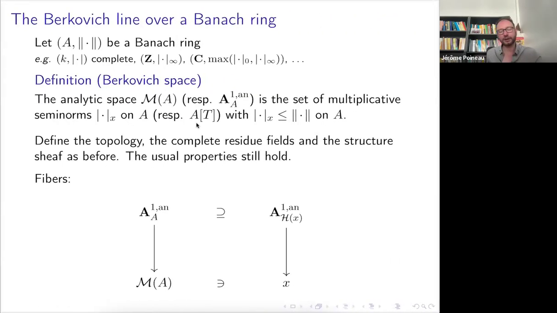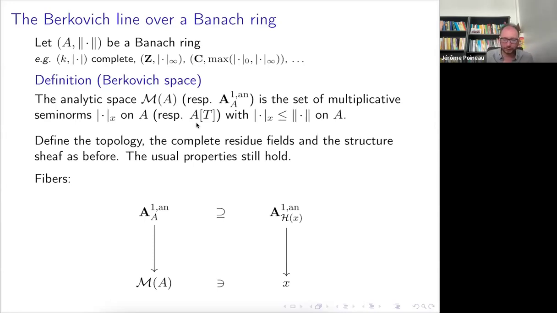Some interesting things come from looking at fibers. You have a map from the affine line over A to the spectrum of A. It should be pretty clear. You take a point in the affine line over A, which by what I just wrote is a seminorm on A[T]. You can restrict that to A, and then you get a seminorm on A, which is the point of the spectrum. So geometrically speaking, the projection is just the restriction from A[T] to A.